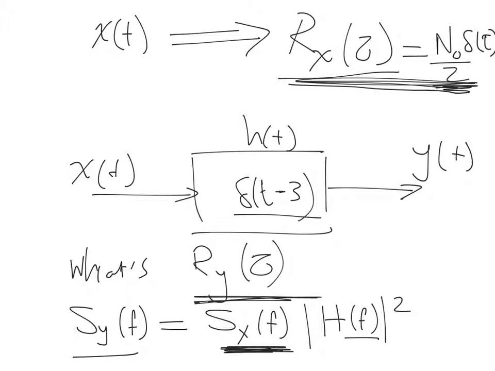So you can assume that this is delta of t and this is, or vice versa, delta of tau, and this is delta of tau minus 3. Your time variable will be tau.